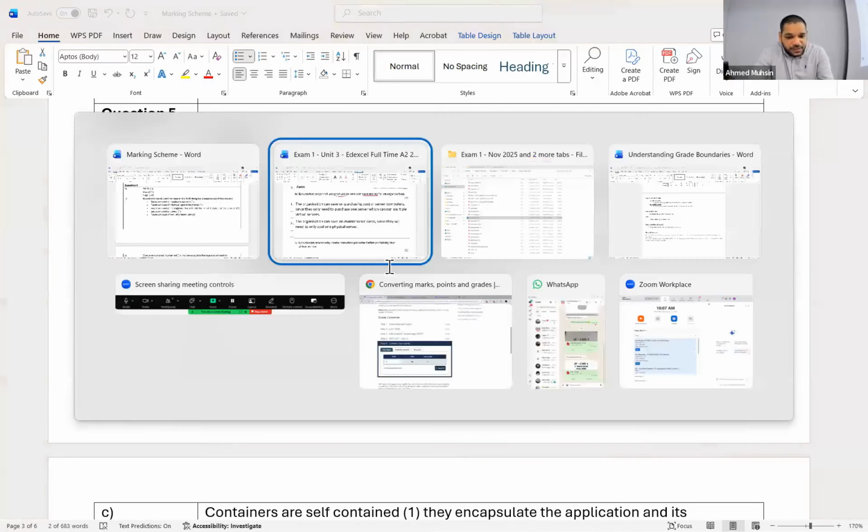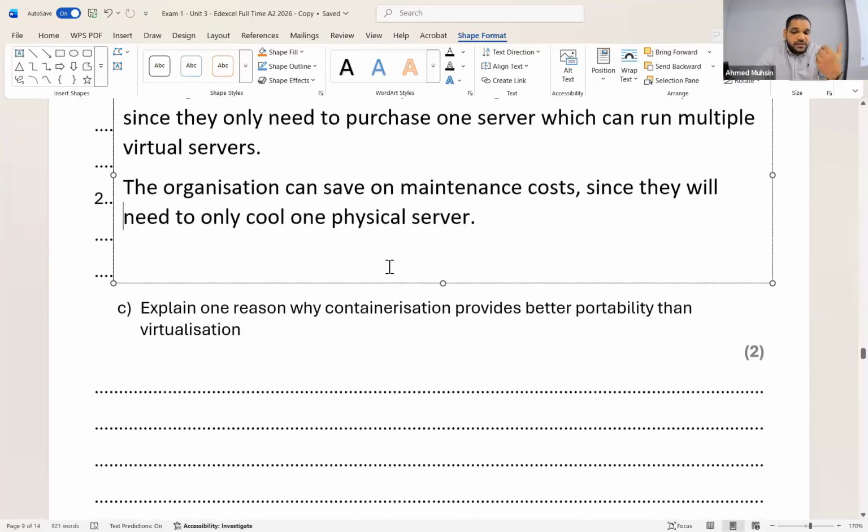All right, let's do one more before we take our break. Explain one reason why containerization provides better portability than virtualization. Portability simply means, what do we know about portability? Being able to move something from one place to another is what we refer to as portability, right? So in terms of containerization and virtualization, how can you bring portability into the picture?